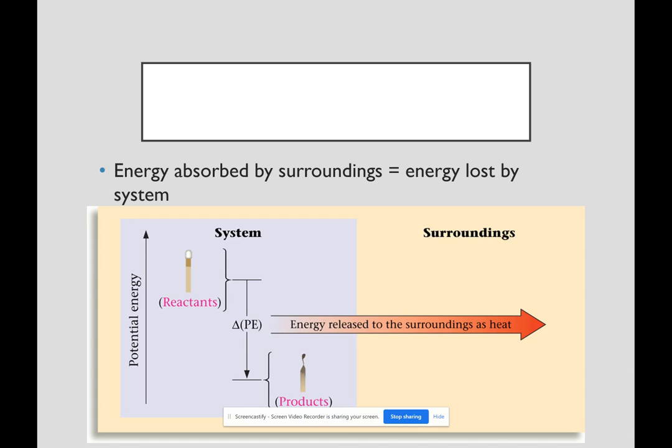So this match has potential energy, and its match head has chemicals, and in those bonds is chemical potential energy. When I strike that match, it's going to release that energy into the surroundings. And the exact same amount of energy that that match released is the amount of energy that is absorbed by the surroundings, because the energy absorbed by the surroundings exactly equals the energy lost by the system.